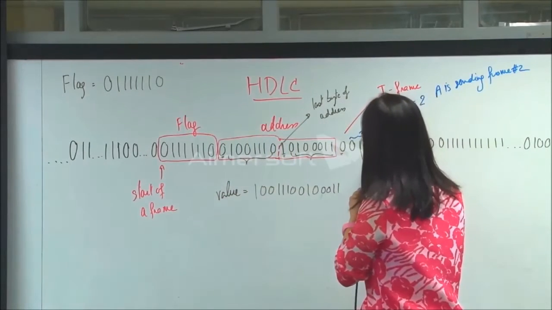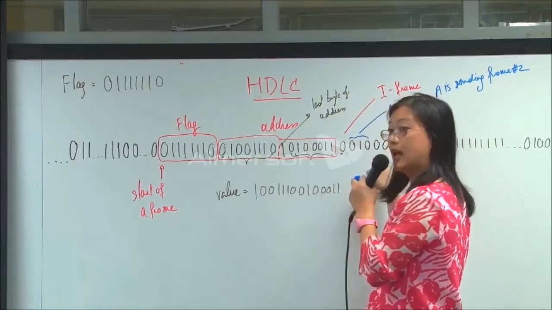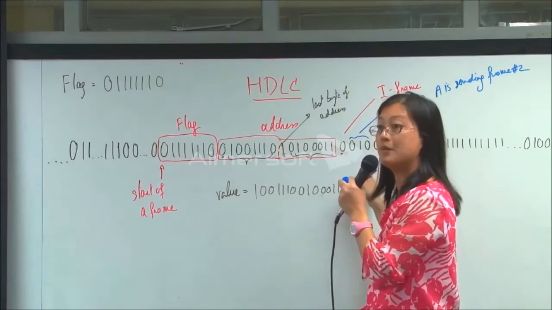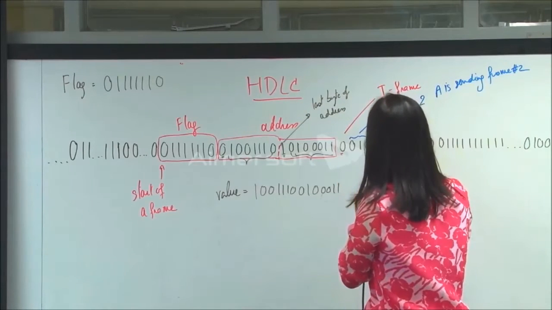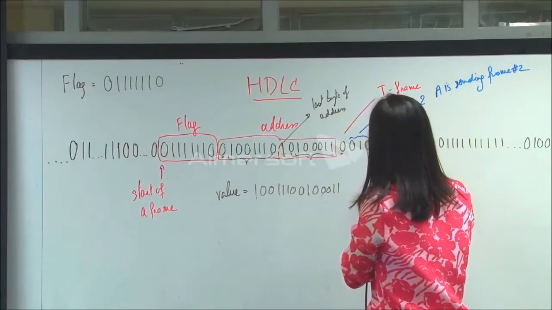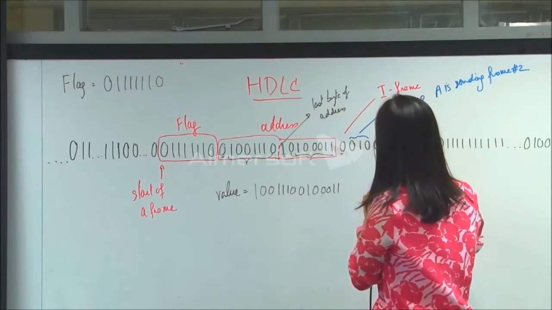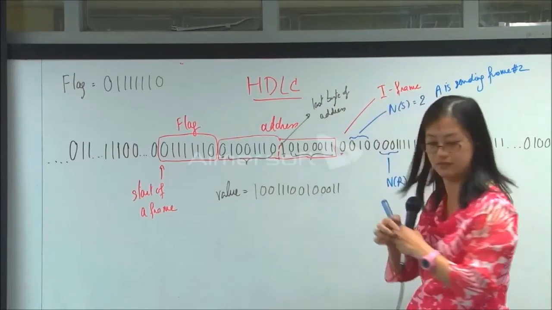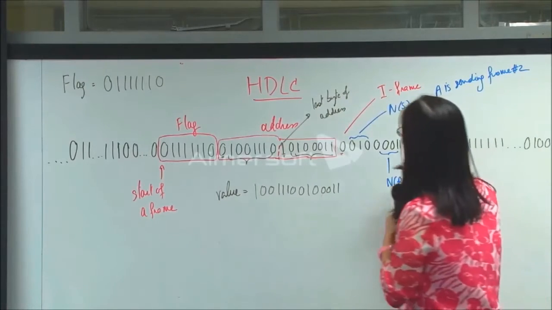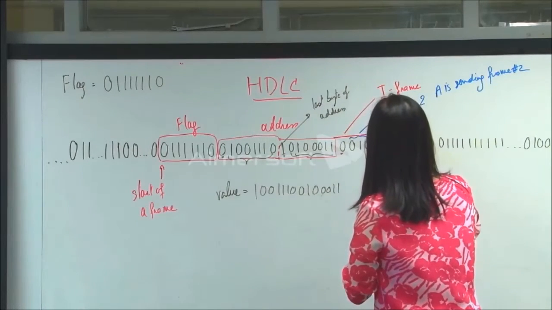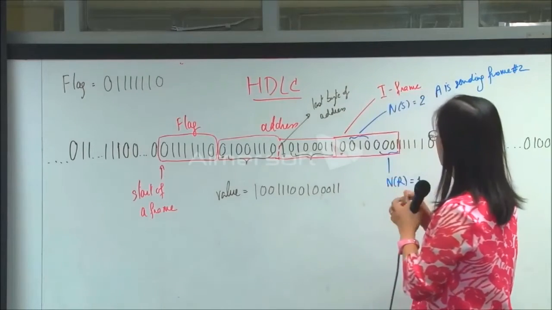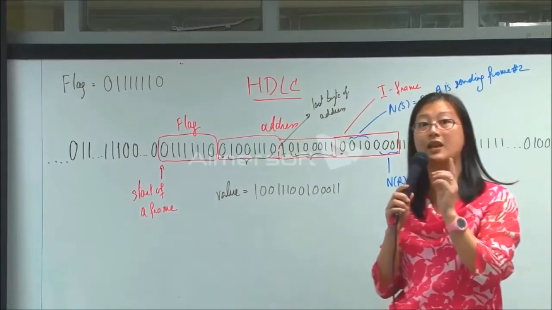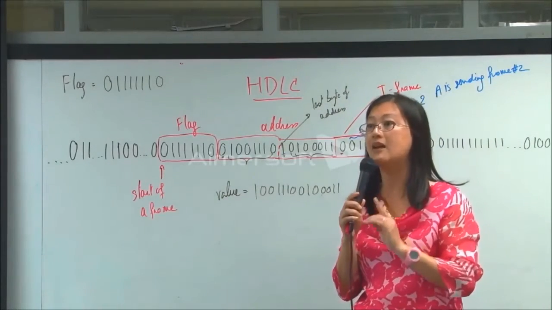Okay. This bit is poll and final, which we will skip for now. We will come back later. I will show you in an example, which will be easier to understand. And then the last 3 bits of this byte are the receive sequence number. This is equal to 1. Okay. So the control field now has 8 bits. It can have 8 bits or 16 bits. In this case, it has 8 bits.